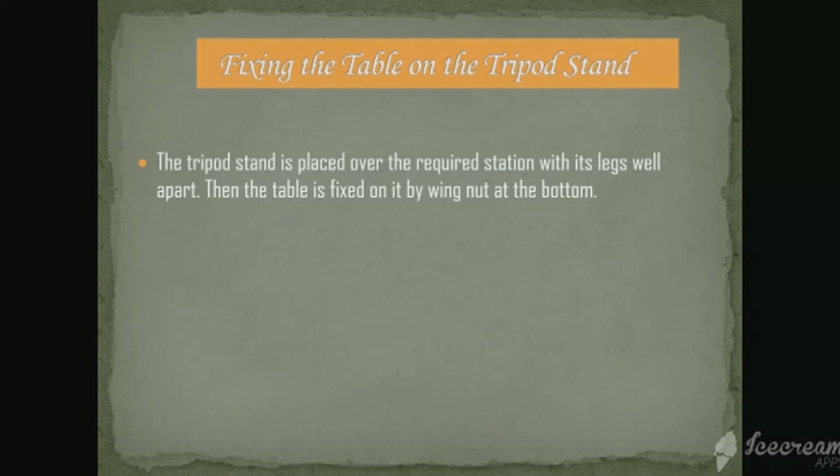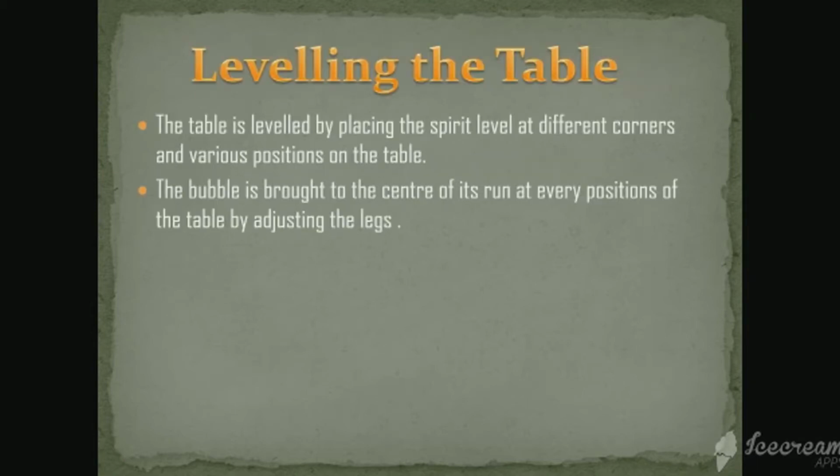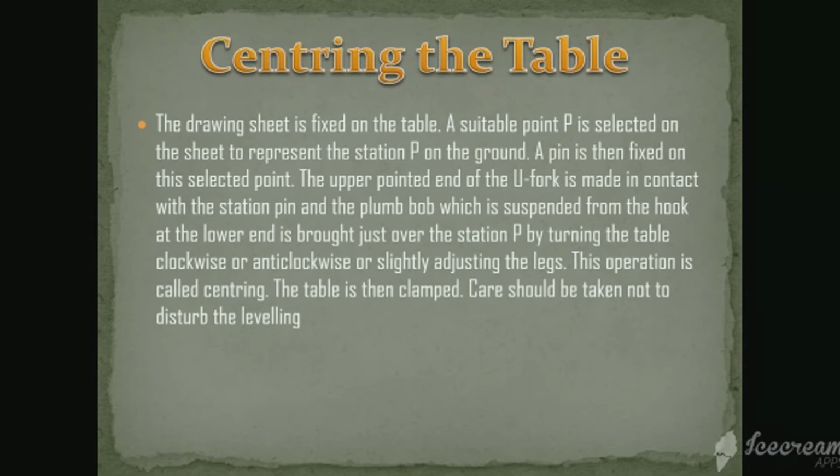The tripod stand is placed over the required station with its legs well apart. Then the table is fixed on it by a wing nut at the bottom. Leveling the table. The table is leveled by placing the spirit level at different corners and various positions on the table. The bubble is brought to the center of its run at every position of the table by adjusting the legs.